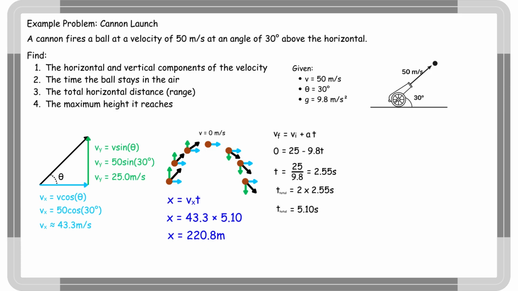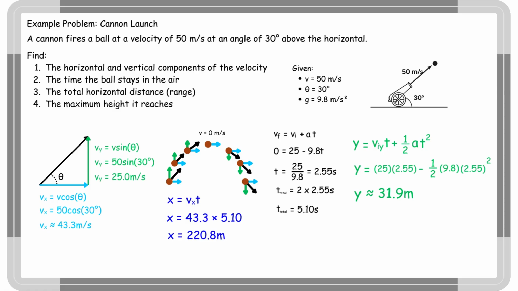Finally, let's calculate the maximum height. Use the vertical displacement formula. Y equals v initial y times t plus 1/2 a times t squared. Use 2.55 seconds, the time to reach the top. That gives 25 times 2.55 minus 1/2 times 9.8 times 2.55 squared. The result is about 31.9 meters.